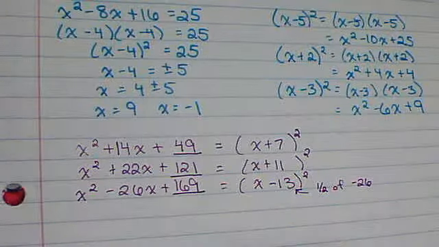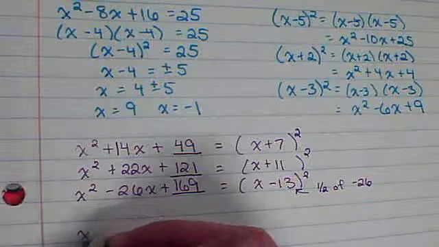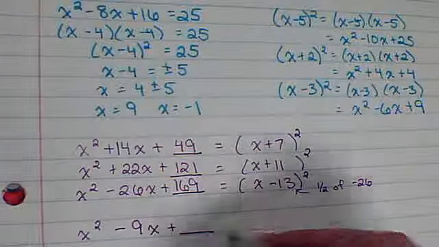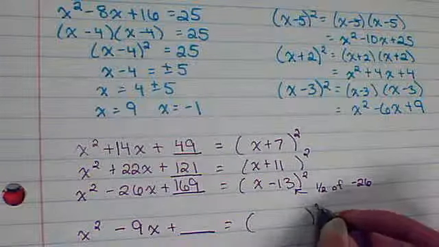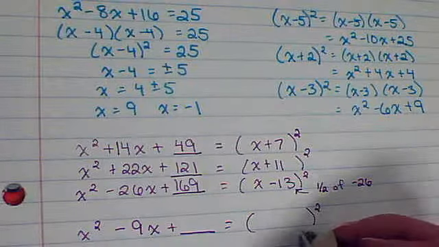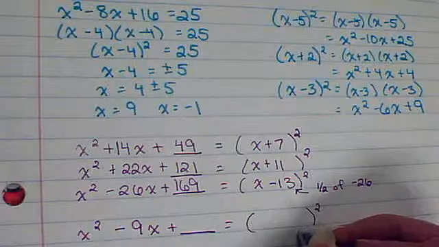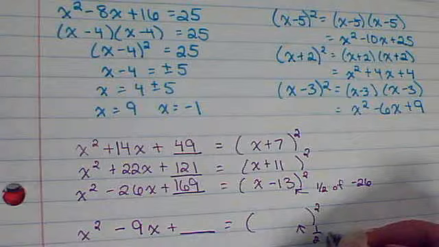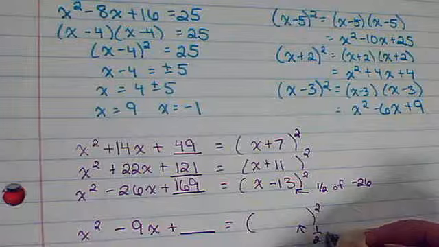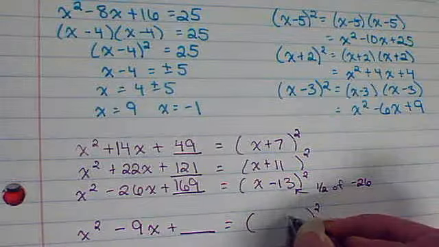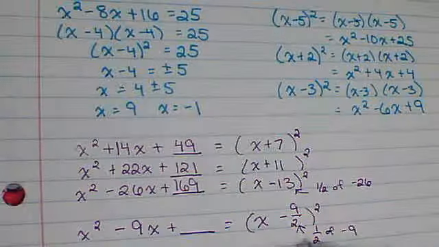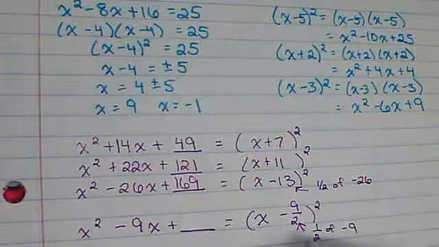And we can even do harder ones. It's okay. What if this had been negative 9x? And we're trying to figure out what's missing and what perfect square it would be. Again, this is always going to be half of that middle term. So what is half of negative 9? Well, half of negative 9 is just negative 9 over 2. Now, what happens when I square negative 9 over 2?